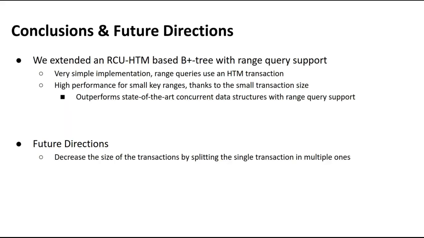To conclude, in this work we have extended an RCU-HTM based B+ tree with range query support, with a very simple implementation for our range query and high performance, especially for small to medium key ranges. As a future direction, we aim to seek ways to decrease the size of the transactions by splitting the single transaction into multiple ones.